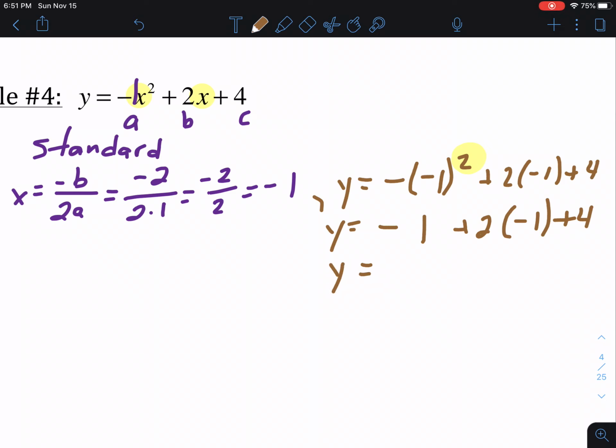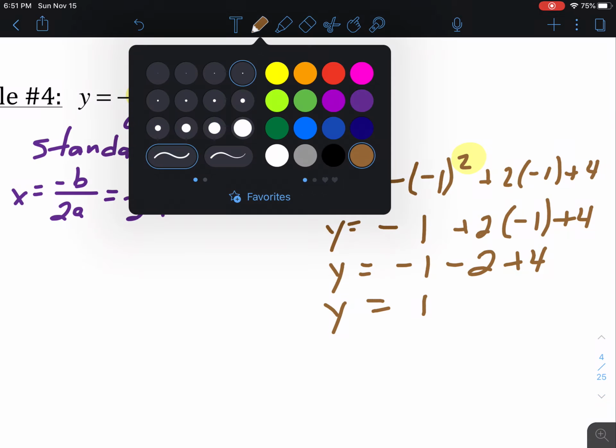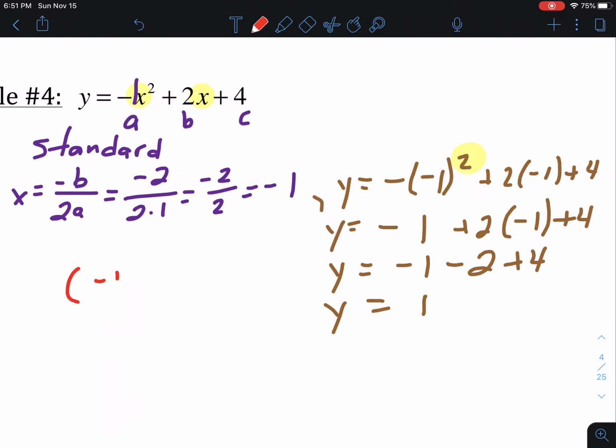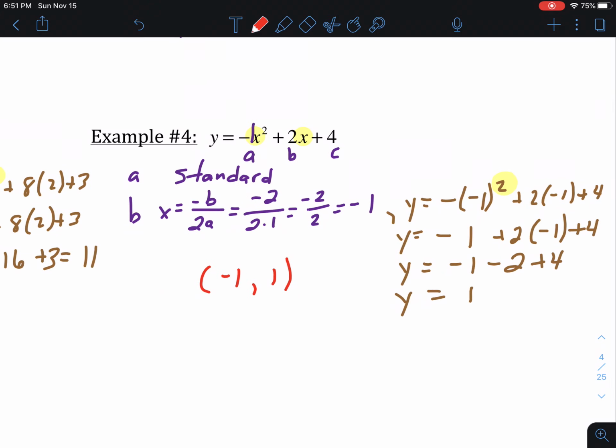And then we can multiply to get -2, and then add -1 minus 2 is -3, plus 4 is 1. So I'm going to write my vertex as an ordered pair, (-1, 1), x, y. Letter C, axis of symmetry, x equals, what would it be? It would be this guy here, the x coordinate of your vertex, always, -1.